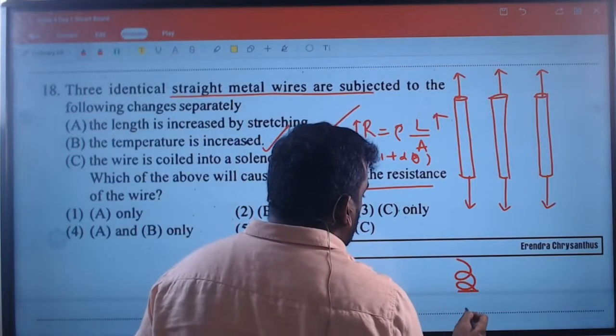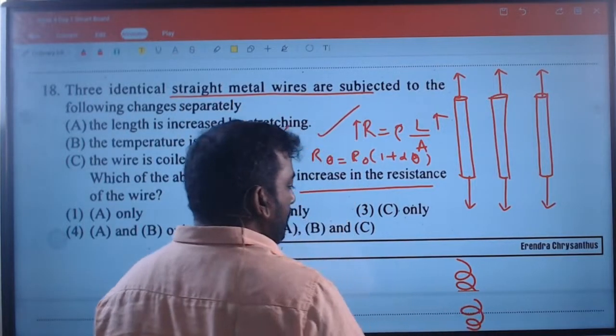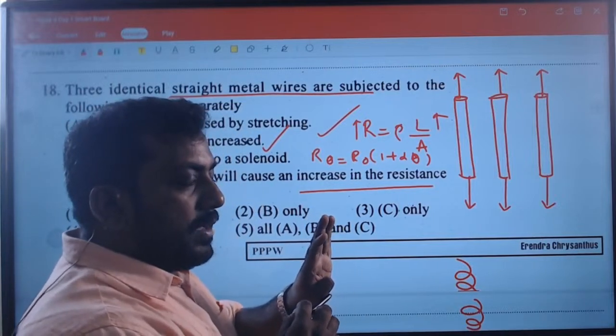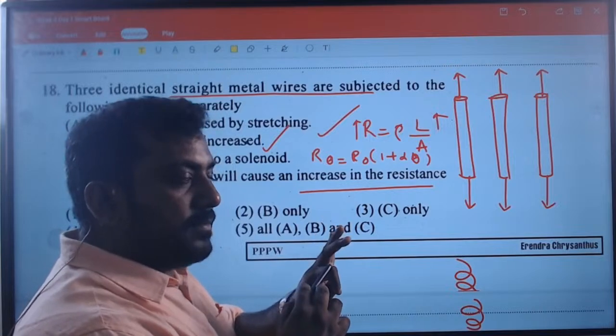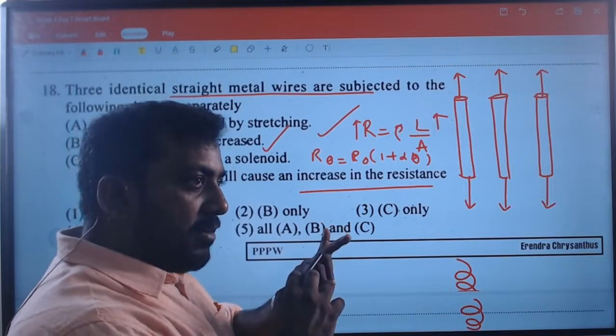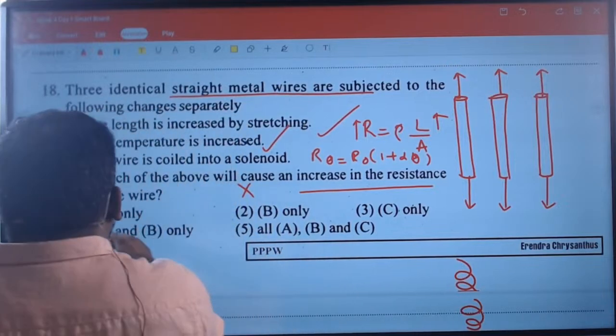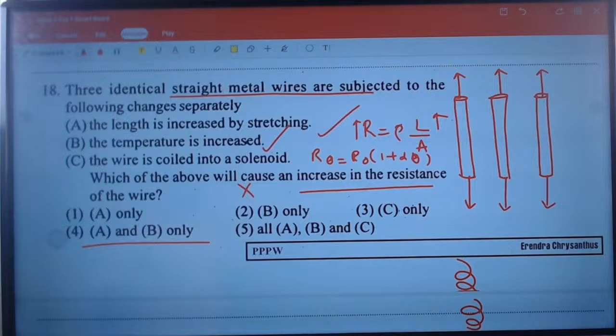The wire is coiled into a solenoid. Like you coil into a solenoid, will the length change? No. Will the area of the wire change? No. Will the resistance of the wire change? No. So this will not affect. A and B only, answer number 4. Right there.